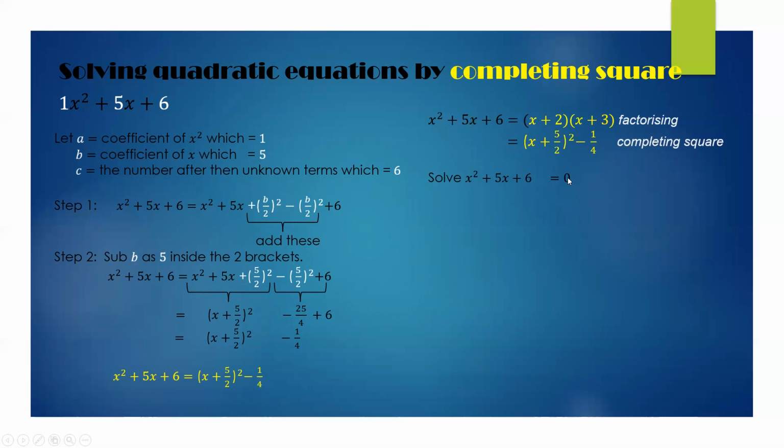Otherwise, what is the purpose of solving, right? You just have to factorize and complete the square only, no need to solve. If this one becomes 0, that means we need to find out what is the figure x, so that when I substitute here, I get the answer as 0. So there are a few methods.